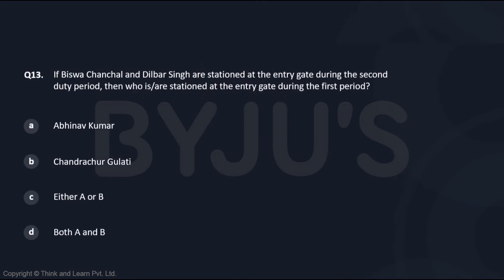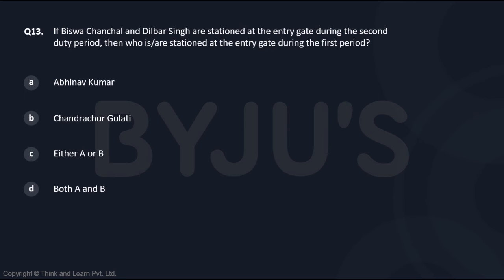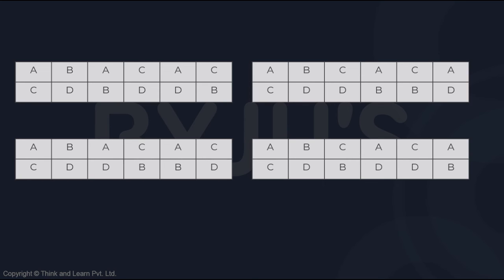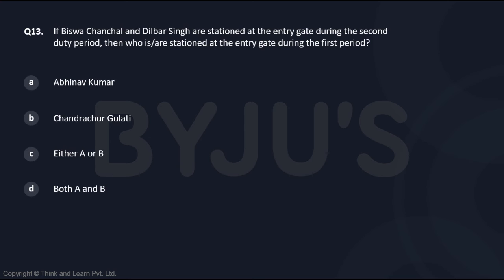Right? Next question. If B and D are stationed at the entry during the second period. So B and D second period. So let's see. B and D second period. B and D. Everybody's, all the four cases are there. Right?